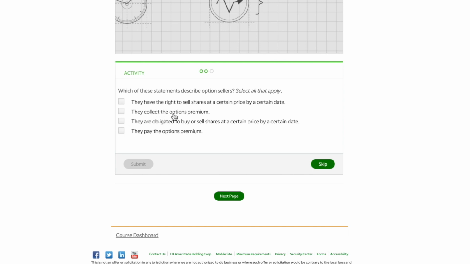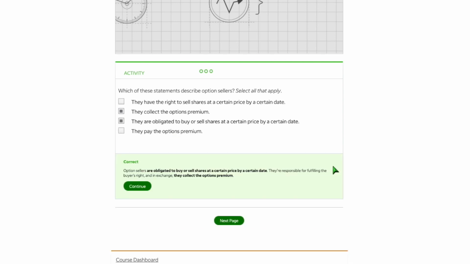They collect the options premium. That is true. They do get money for selling. That's what they get for essentially giving a right away. They are obligated to buy or sell shares at a certain price by a certain date. This is key. They don't have the option to do anything because they're getting paid to give away that right. The buyer is the person with the right to sell or buy shares. Sellers are obligated to buy or sell shares. They pay the options premium. Incorrect. That is for the buyer. So there we go. How did you do?